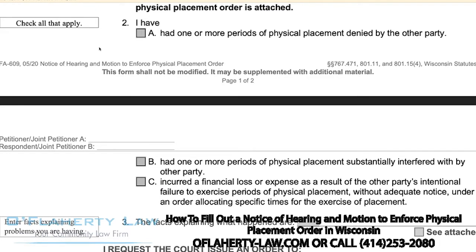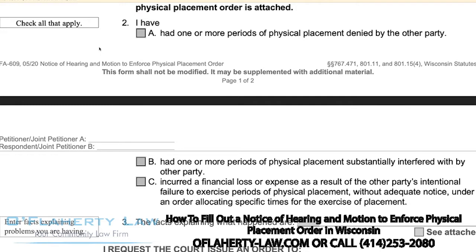2, A, I have had one or more periods of physical placement denied by the other party. B, had one or more periods of physical placement substantially interfered with by the other party. Like they were supposed to drop off at 3, it's 10 o'clock, they're still not here. They are cutting into your court-ordered time with your children.